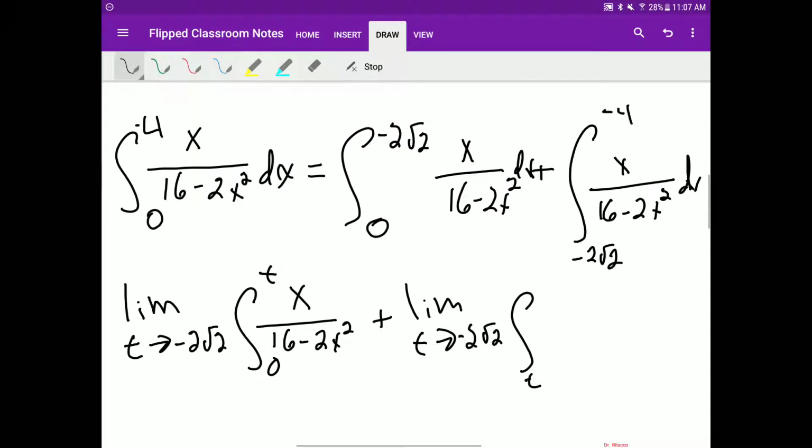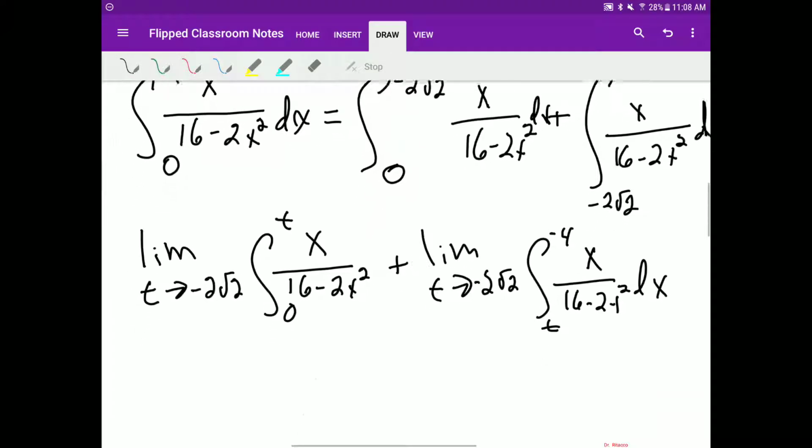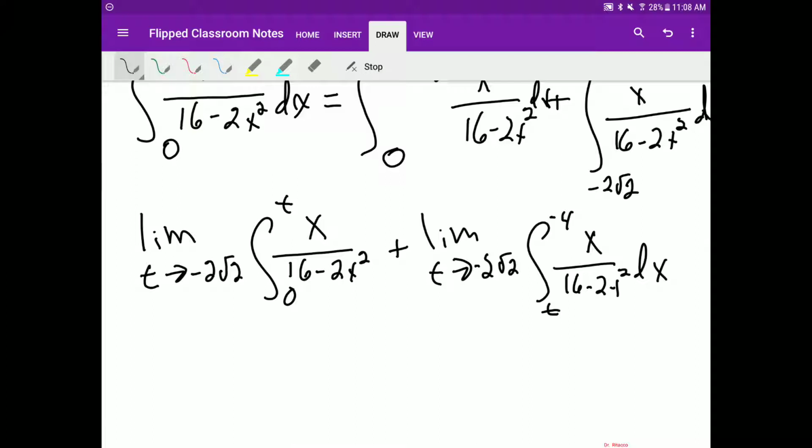Okay. As t goes to -4, the integral of x over 16 minus 2x squared dx. Well, here we're dealing with the same integrand, so we only need to get an antiderivative once. So I'm going to be taking the limit as t goes to -2 square root 2.